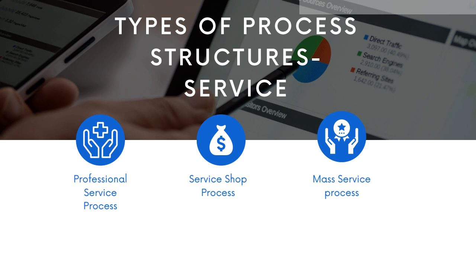Like, for instance, a doctor's surgery, a law firm, an attorney's office, a dentist surgery. So anything from a professional service perspective, even if it's a hospital, for instance, all of this will fall part of this process. The second one is our service shop process, which falls somewhere between professional service and mass service, so sort of the in-between.